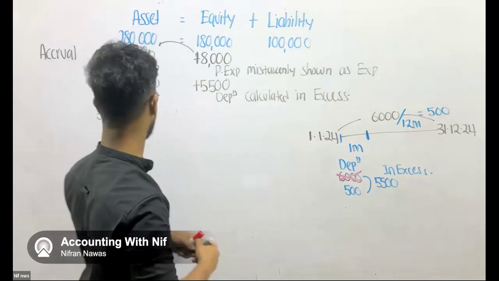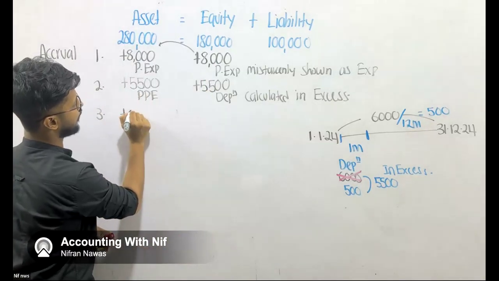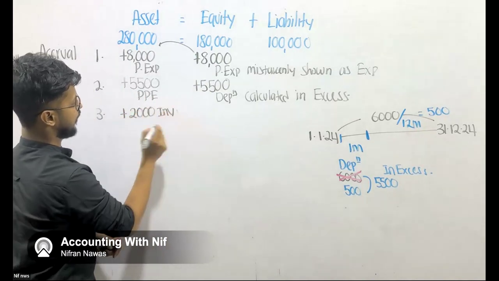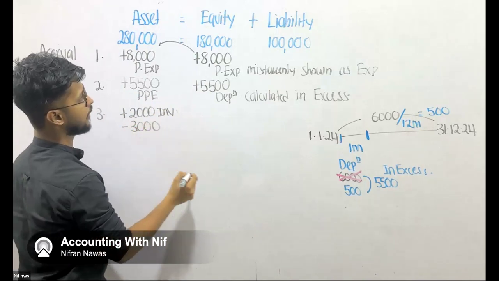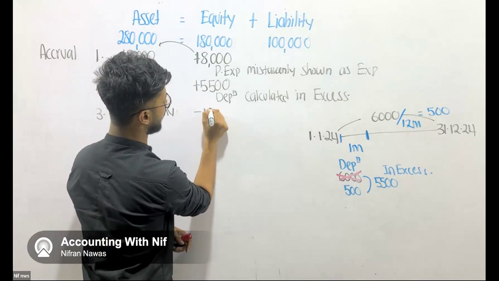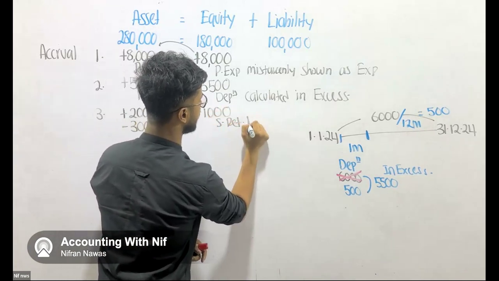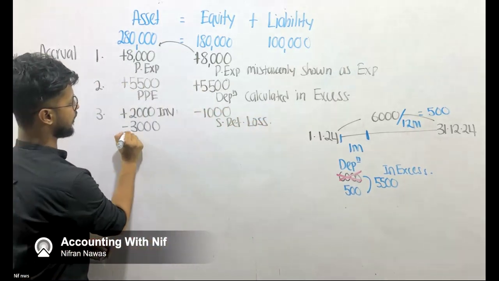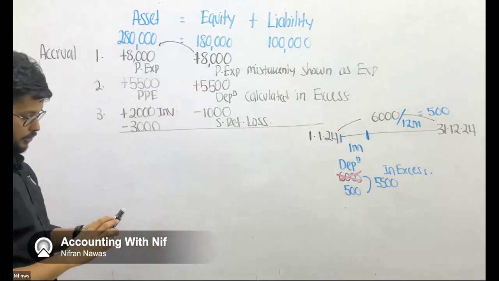So how do you record it? Simply, you add back your inventory. The inventory is 2,000. Add it back. And your trade receivable should go down by 3,000. And then your equity should come down by 1,000. What is this? Sales return loss. With that, we will be able to get our final answer.